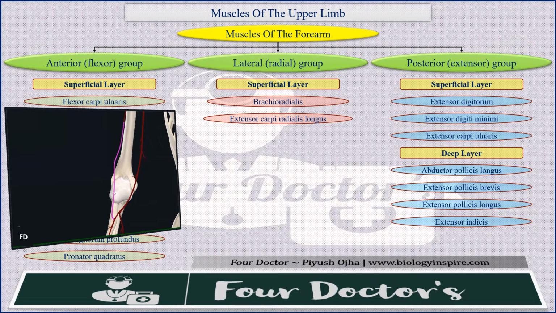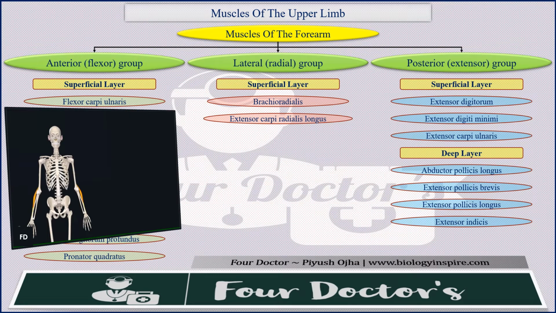These two arteries, that is the radial recurrent and radial collateral arteries, form anastomosis around the elbow joint, as you can see. So this was a tutorial on the extensor carpi radialis longus muscle.